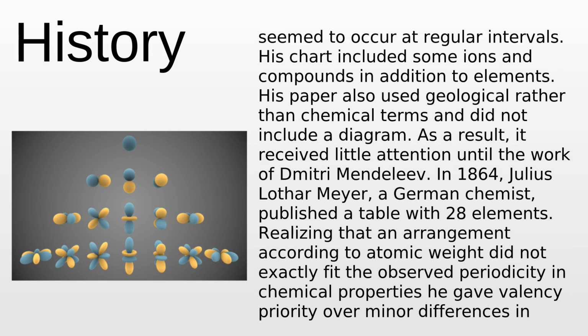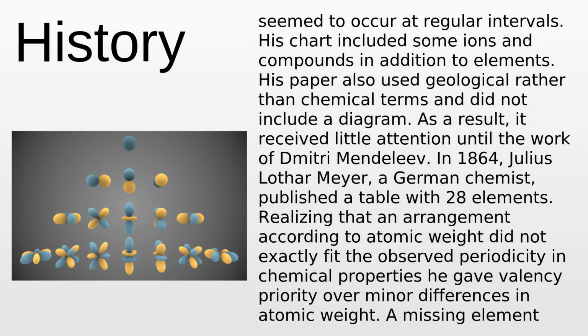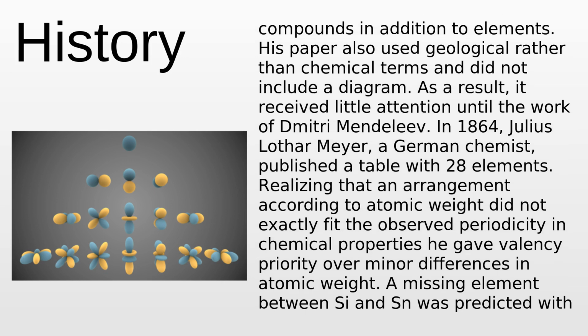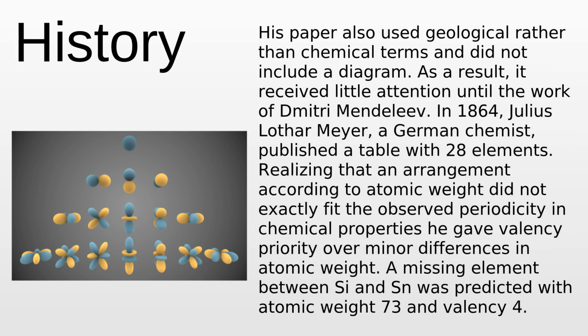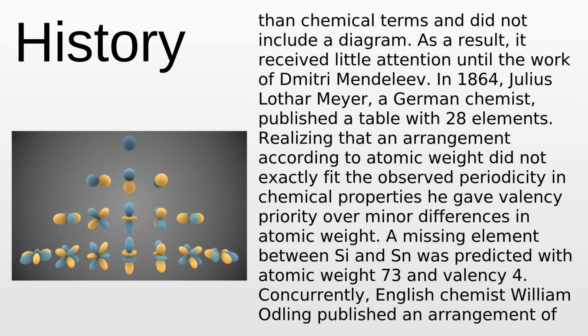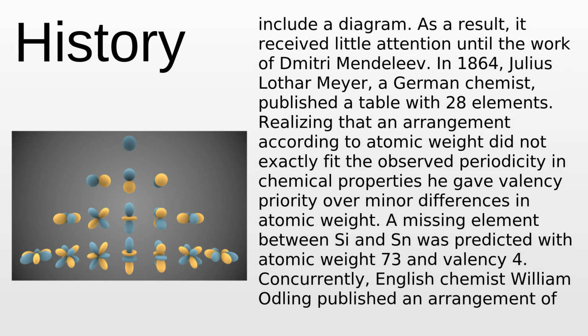De Chancourtois showed that elements with similar properties seemed to occur at regular intervals. His chart included some ions and compounds in addition to elements. His paper also used geological rather than chemical terms and did not include a diagram as a result. It received little attention until the work of Dmitri Mendeleev.